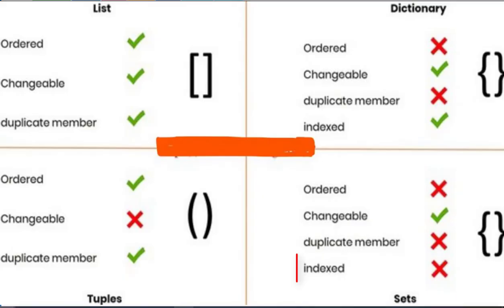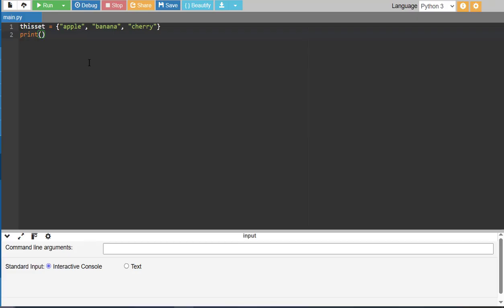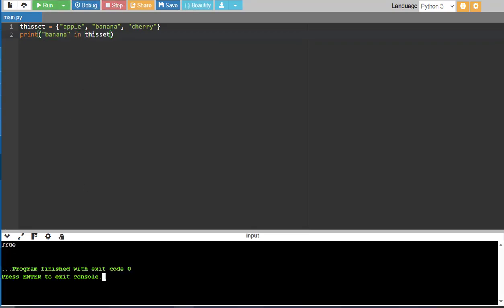Now, unlike lists and tuples, we cannot access items in a set by referring to an index or a key. Instead, there's a workaround, which is using the in keyword. So we can say banana in this set, run the program, and we get true. Of course, we can also use the not in membership to determine if banana is not present in the set. If we run it, we get false. Why? Because banana is actually present in the set.